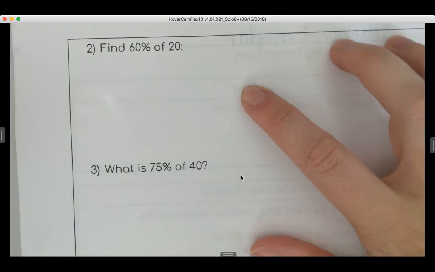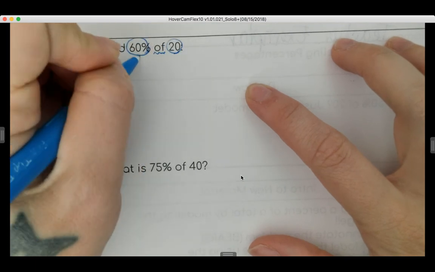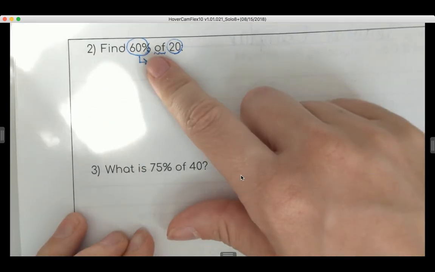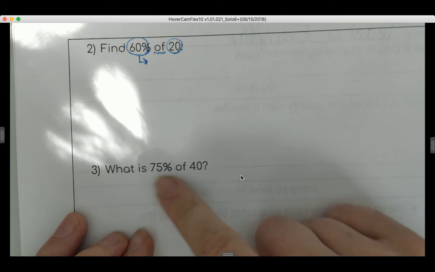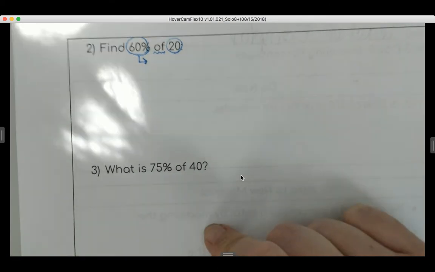So going on to this next problem, remember 60% of 20. First, I need to find a fraction for 60%. Try this one with the people around you, and after, Mr. Watson will ask you to try this one on your own, and you'll go over it before independent practice. I believe in you guys. Have fun.